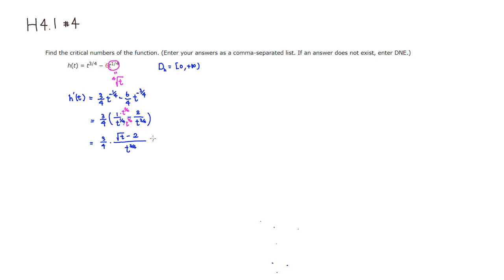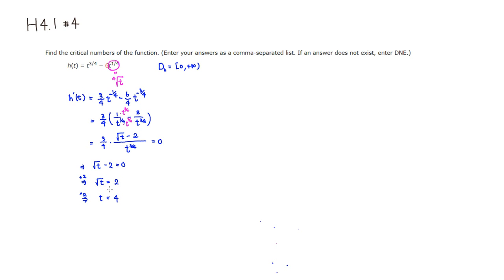All right, so I'm going to set this derivative equal to 0. We can set the numerator equal to 0, and then add 2 to both sides. Then you have the square root of t is equal to 2. Then we can get rid of the square root by squaring both sides. So we have t is equal to 4.